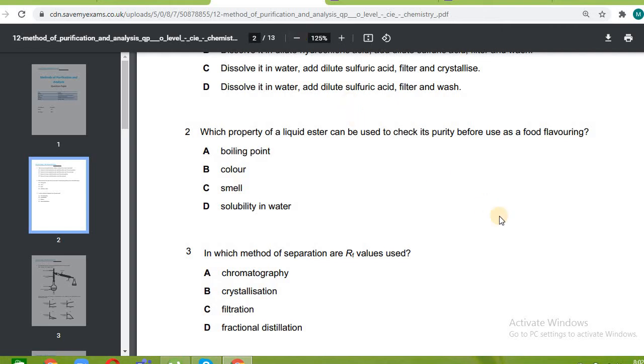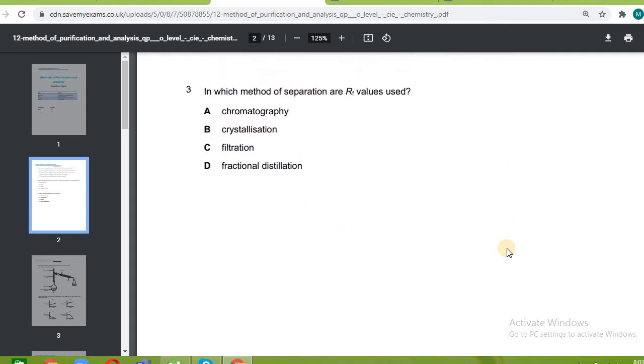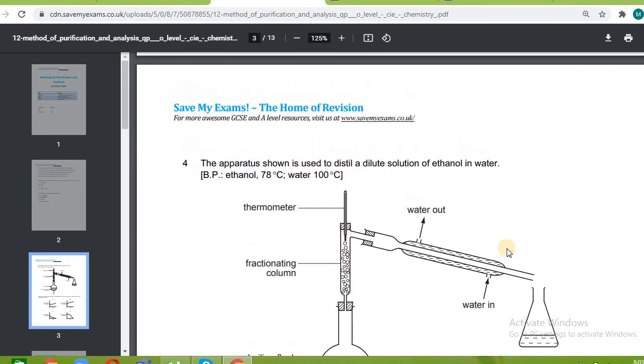Okay, in the third question, they're asking which method of separation is using this RF value calculation. So as we know from the chromatographic technique, the RF value is calculated for a given substance to check its purity. So of course, just knowing that information and from the basic knowledge of chromatography, we know that the RF value is related to the process of chromatography, which is used as a physical separation method. So the answer should be alpha.